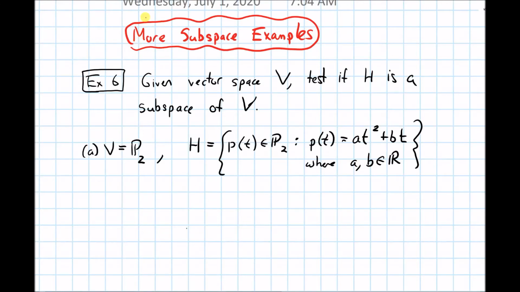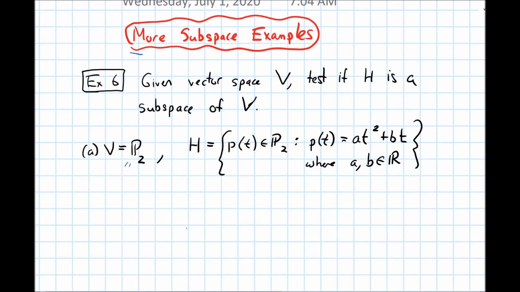In this video, we're going to talk about some more subspace examples. So let's dive right into it. If I'm given a vector space V, test if H is a subspace of V. So in part A of this example, V, my vector space is P2.